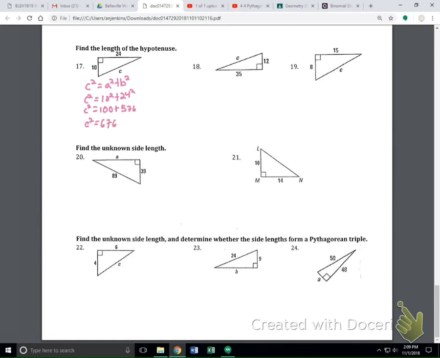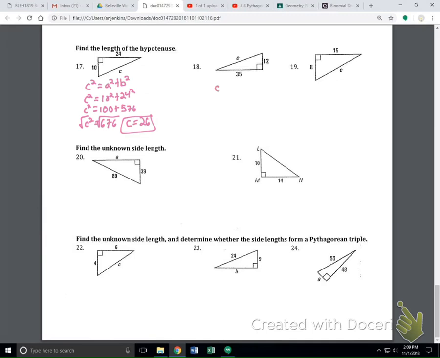To get the inverse operation, because we're just interested in C, we're going to square root both sides. I have C equals, what's the square root of 676? 26. Thank you.